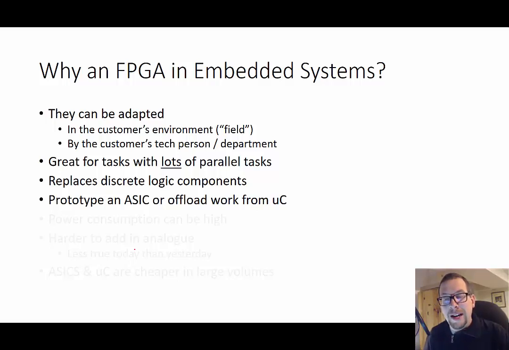These are great for tasks that have a lot of parallel tasks or a lot of parallel data. And so like video applications are a really good example of why an FPGA is a good thing, because there's little latency. The math that goes on in processing video typically isn't very complicated, but it has to be done very quickly and predictably. So FPGAs are a really good thing for that. They tend to be really good at replacing a lot of discrete logic components. So if you've got a lot of logic components, a lot of chips that are on your board, and you want to replace that with a single chip, FPGAs are a really good way to do that.